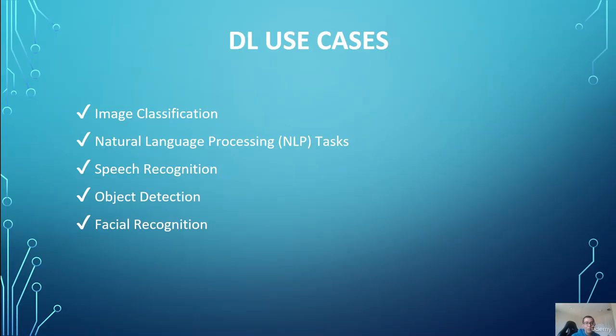And third is the training time. A deep learning model, if not trained properly, is not going to deliver the correct result, so training time is more. So these three are the limitations or downsides of deep learning models.